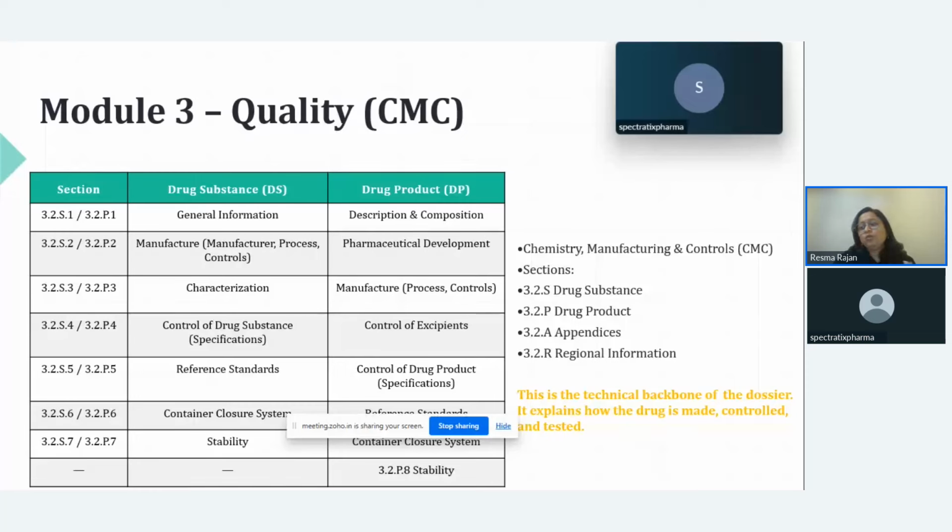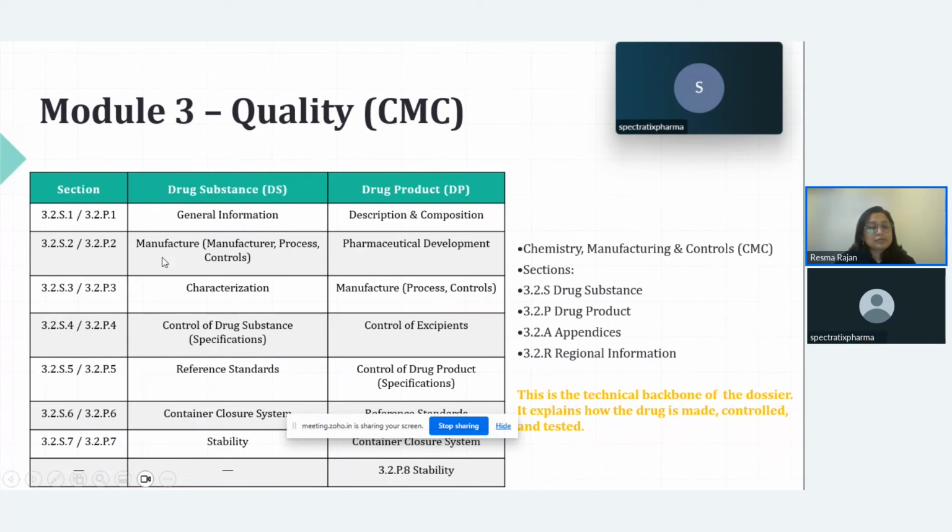Under the general information section, you will give, for example, the nomenclature and name of the product. For example, bevacizumab is the generic name of that product, and the manufacturer will have a brand name. These details you will give. Then comes the structure of the product, which you will give in a gist. Then what are the general properties of this product? All this you will give in the general information section of the drug substance.